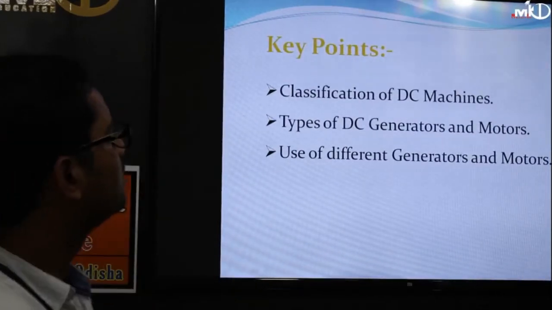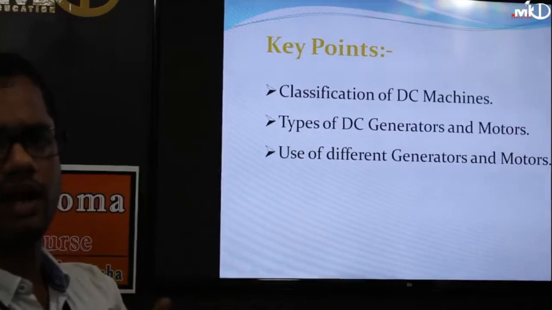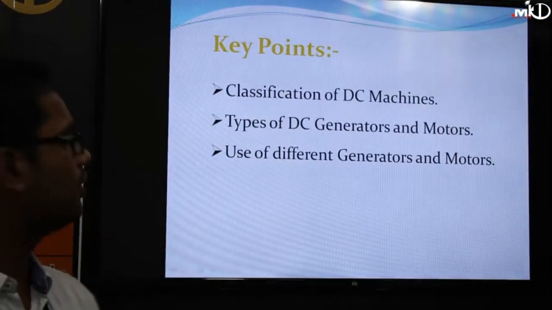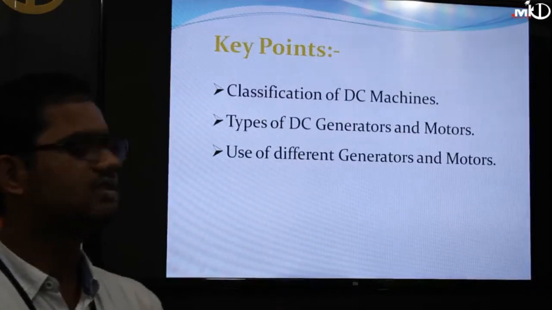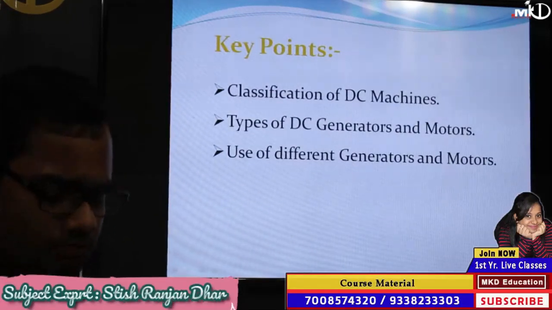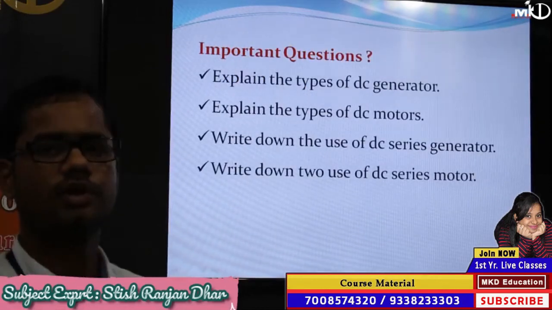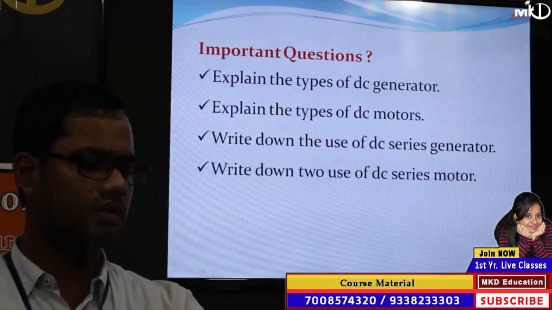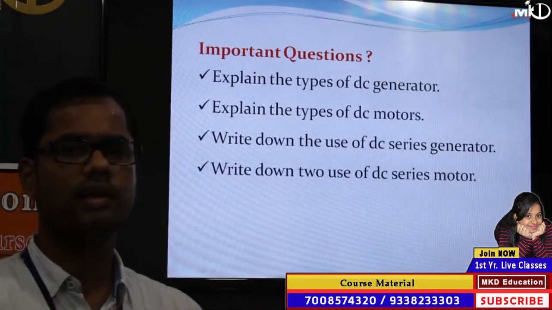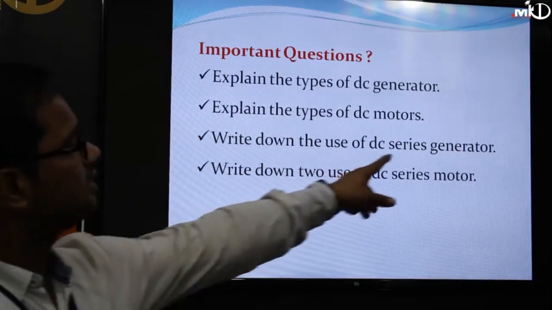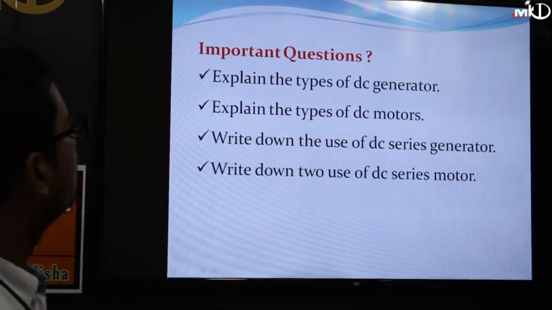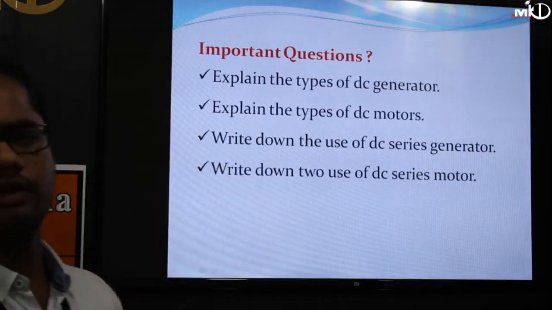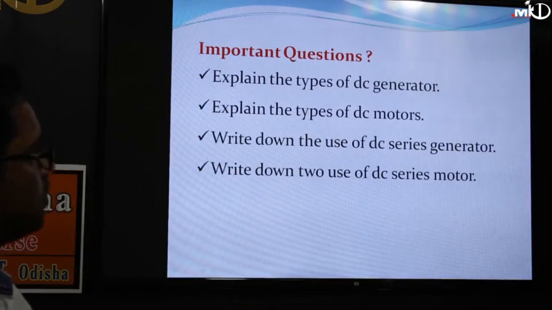This we have covered. Then classification of machines, this is for your generator, motor, and types of DC generator and motor, whatever I have told you, and the use of different generators and motors. So this is an important question which may come regularly in exams. In the previous exam, the question was also there. Same thing: write down the use of a DC series generator. This is the important question you have to remember, and explain the types of DC generator and DC motor, and write down their uses. So this is all about the classes.